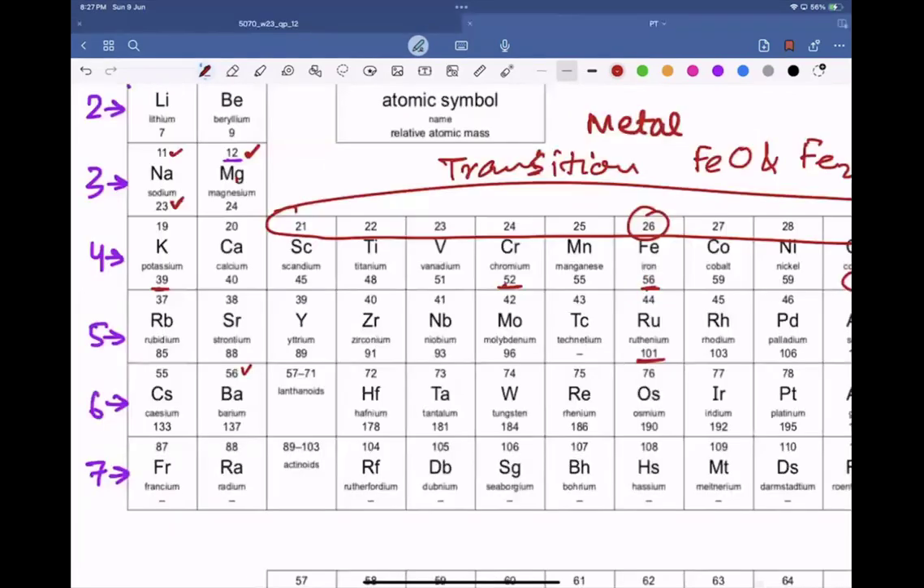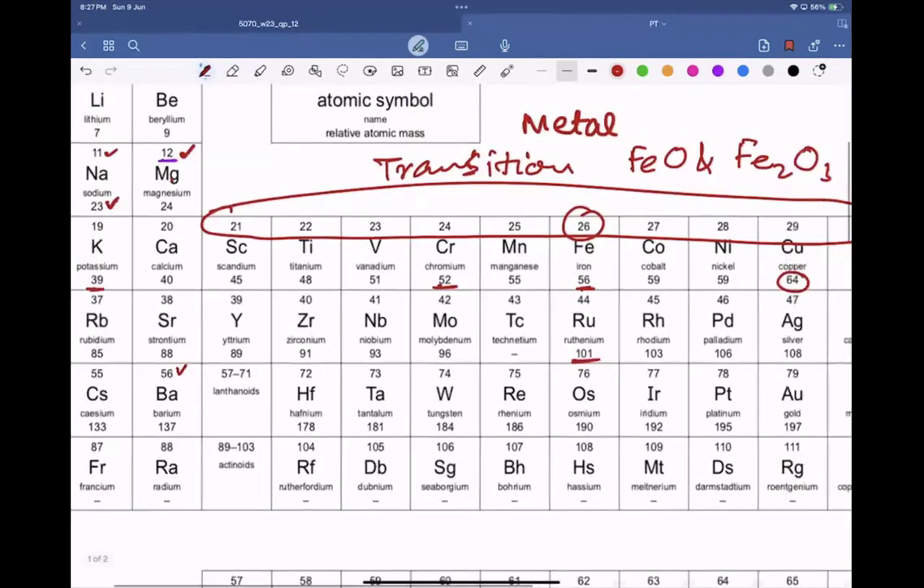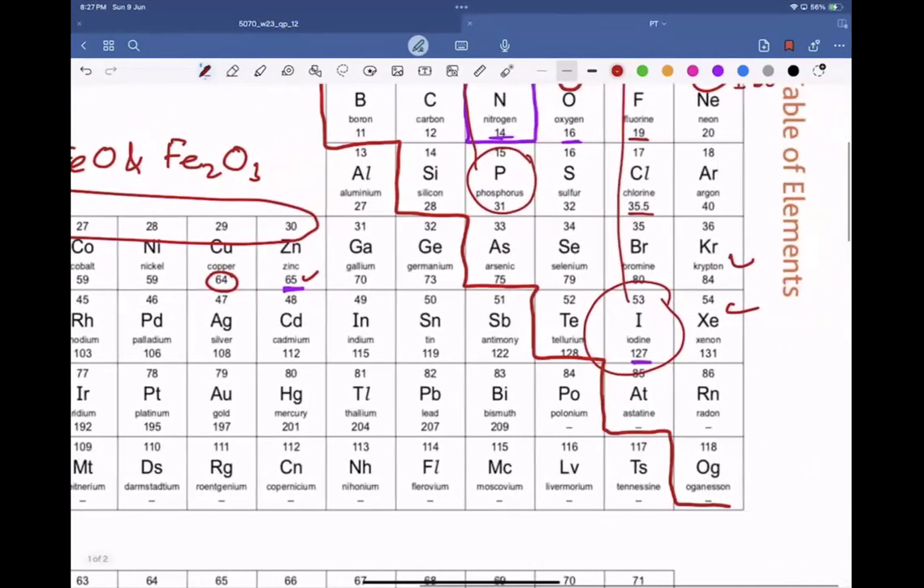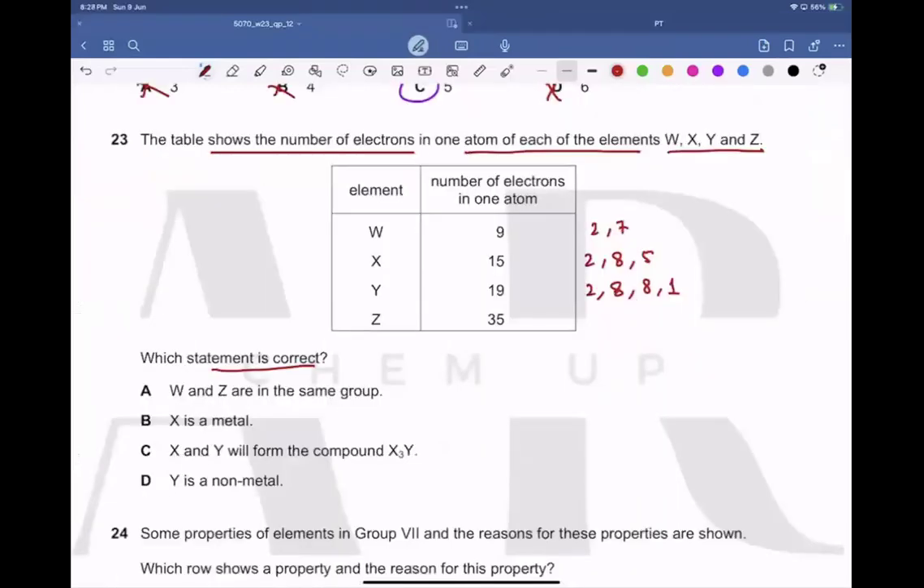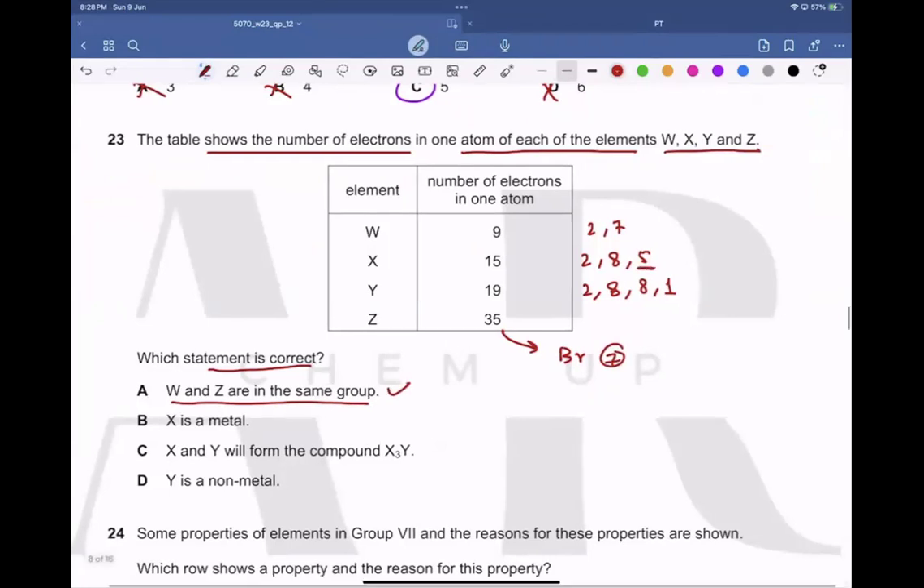We usually don't write the electronic configuration for the 35 one, but if you see 35 electrons, it's a bromine. Okay. W and Z are in the same group. Yes, because bromine is also in group 7. So that is correct. X is a metal. No, it has 5 electrons. So metal has 1, 2, or 3 electrons in its valence shell. So B goes wrong. X and Y will form a compound X3Y.